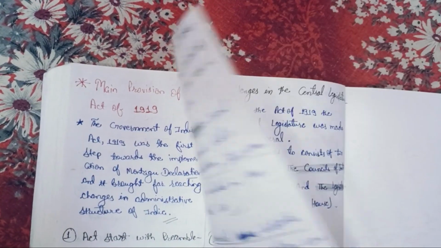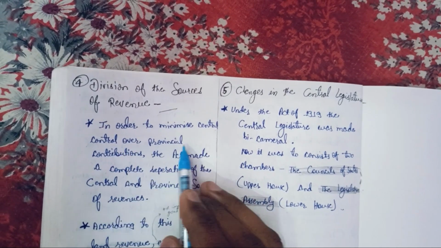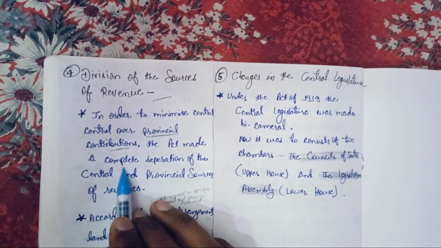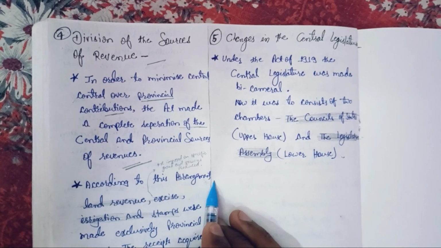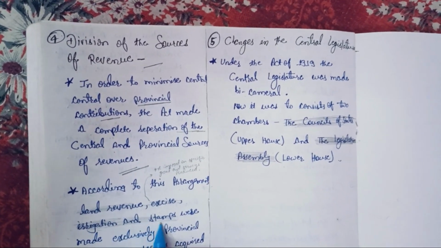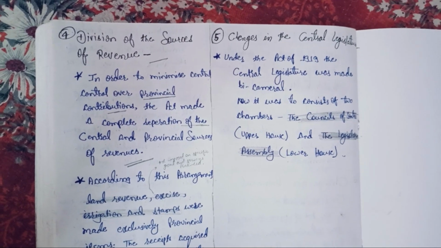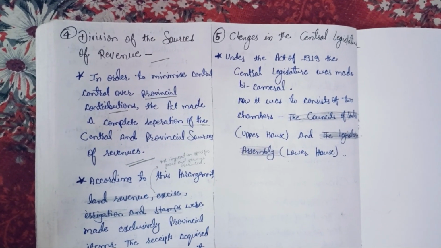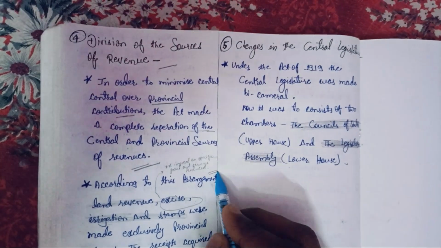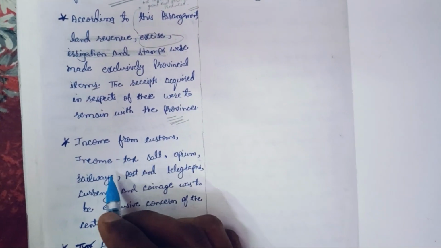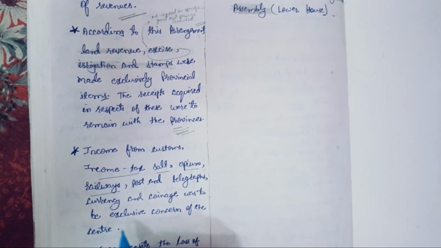The fourth provision of the Act of 1919 is the division of the sources of revenue. In order to minimize central control over provincial contributions, the Act made a complete separation of the central and provincial sources of revenue. According to this arrangement, land revenue, excise, irrigation and stamps were made exclusively provincial items. The receipts acquired in respect of these were to remain with the provinces. Excise is the tax imposed on specific goods and services produced.